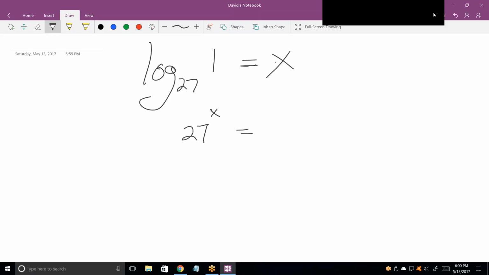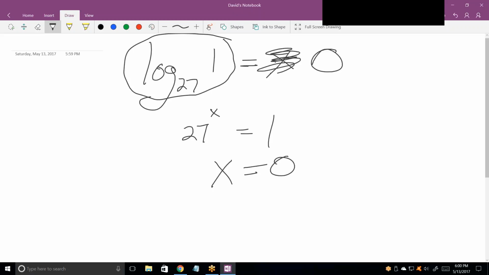Equals 1. Now, think about that for a second. What's x got to be? 0. Yeah. Any number to the 0 power is equal to 1. Any number. Which means that the log of 1 is always 0, no matter its base. In other words, if I go over here and I say the log of some unknown base of 1, that's always 0. Does not matter what the base is, because b to the 0th power is equal to 1. So always remember that the log of 1 is 0 regardless of what the base is.